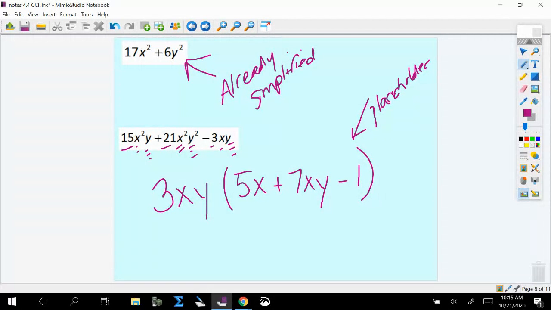So that is a quick rundown of GCF. You're now going to go to Delta Math and practice to make sure you're comfortable.